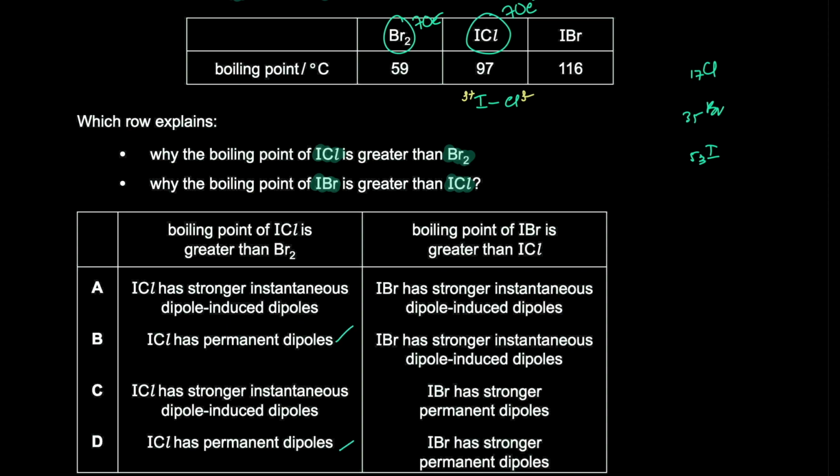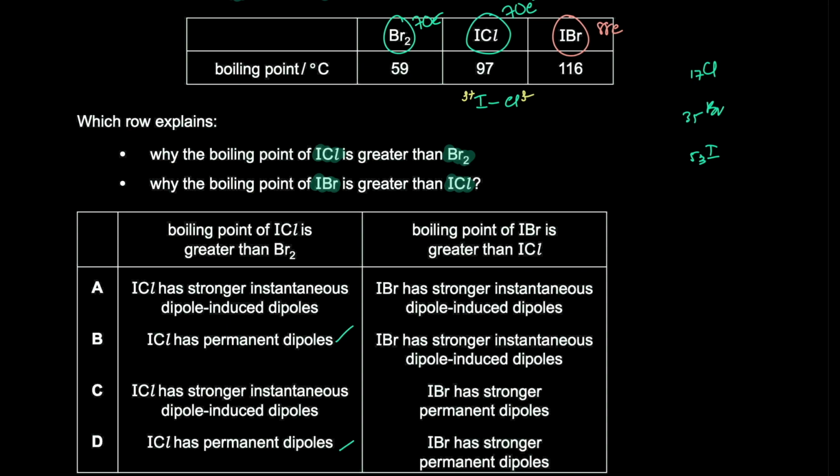Now in the case of ICl and IBr, IBr simply has more electrons. IBr has 53 plus 35, so it has 88 electrons. The IBr bond is actually less polar. So ICl is a more polar molecule, but despite that, IBr has a greater boiling point. Despite being less polar, it has stronger intermolecular forces, and the reason why is because it has a greater number of electrons.